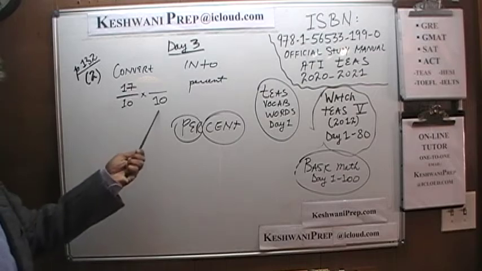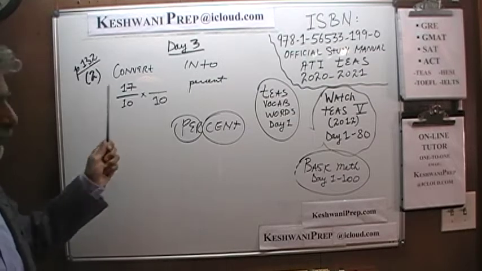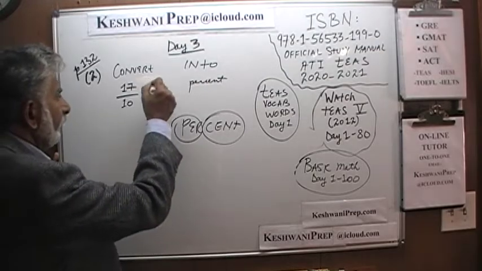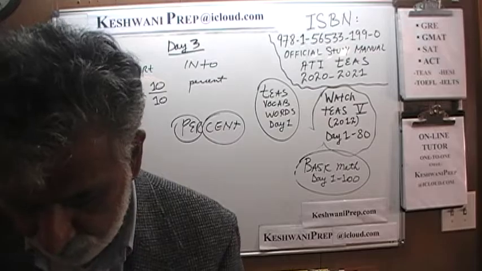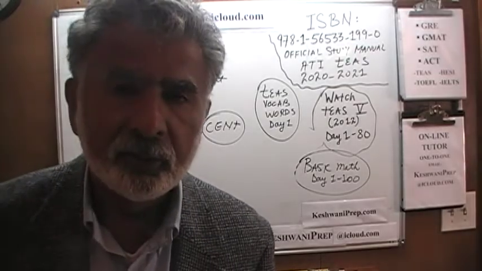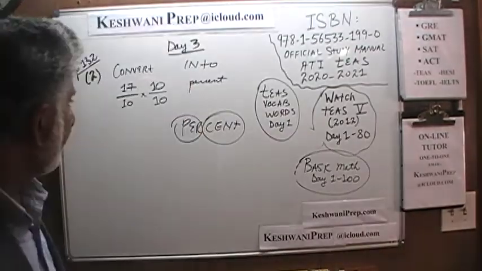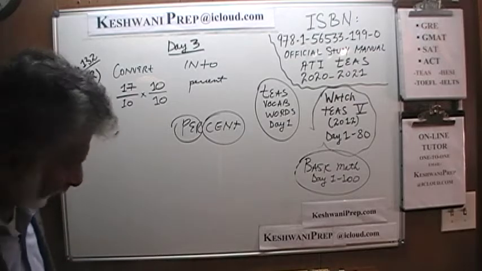But we can't just simply multiply the bottom by 10. Whatever we do to the bottom, we must do the same thing to the top. So it's 17 over 10. In other words, multiply 17 by 10, the top by 10 also.